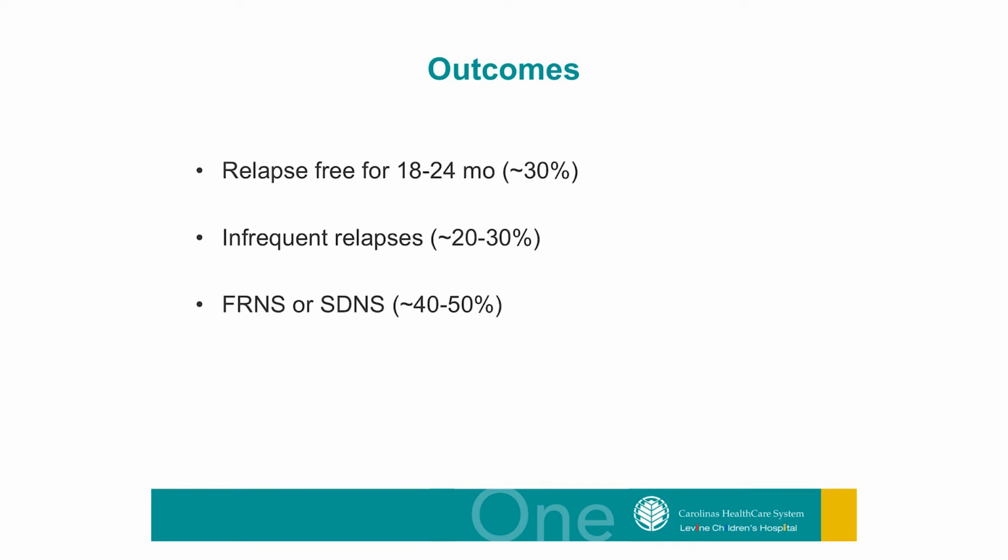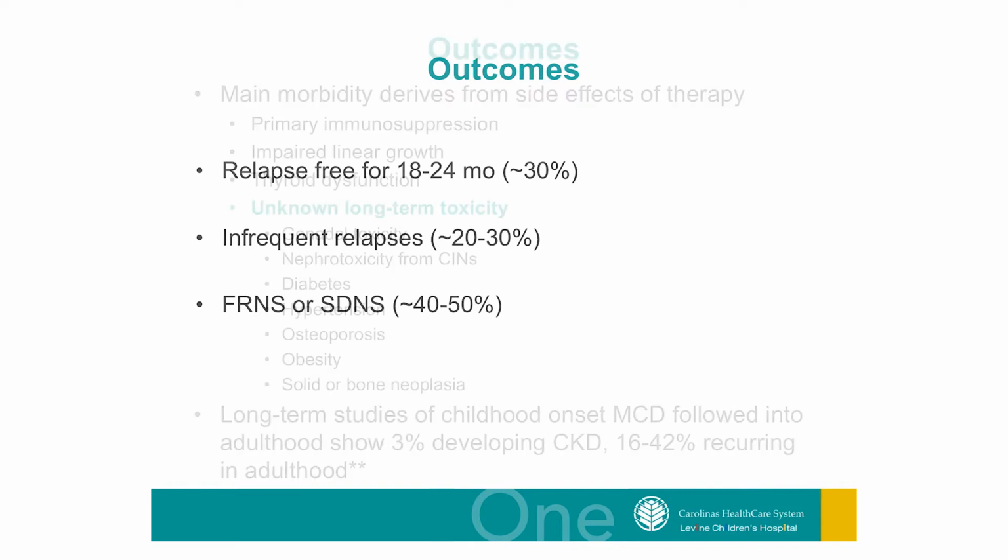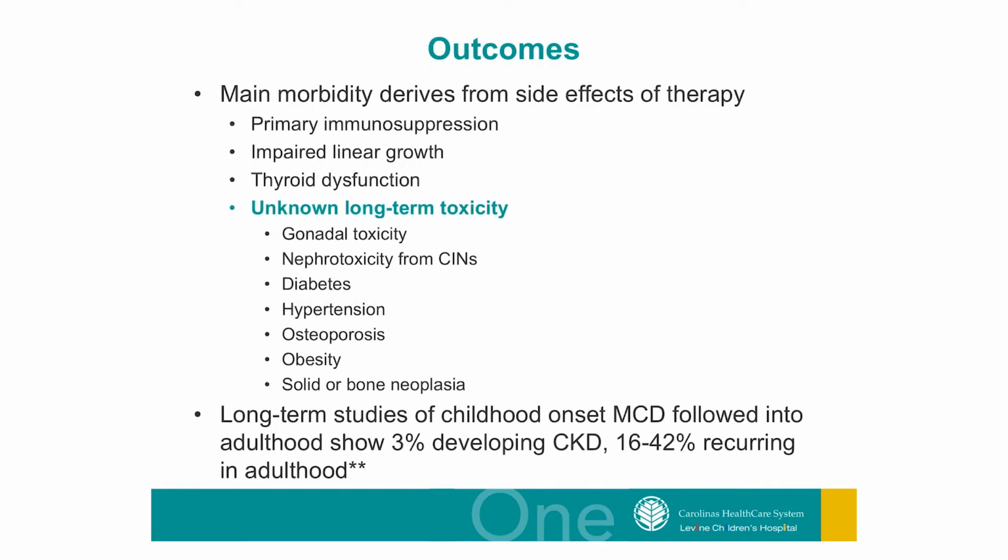When you look at outcomes for nephrotic syndrome in the pediatric population, many of these kids will be relapse-free for about 18 to 24 months. I would like to see a lot of these kids because I don't get to see them very often. The nurses here on the 8th floor, they don't either because they are our frequent flyers. About 20 to 30% will have infrequent relapses, and 40 to 50% of these kids will either have a frequently relapsing course or a steroid-dependent course.